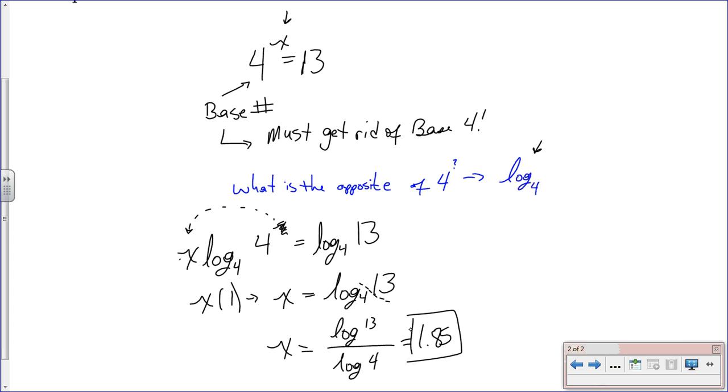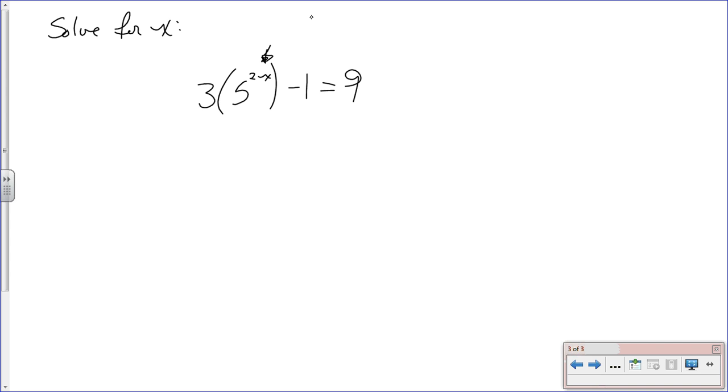Alright, let's try a different problem. Let's solve for x. We have 3 times 5 raised to 2x minus 1 equals 9. So how are we going to find x?